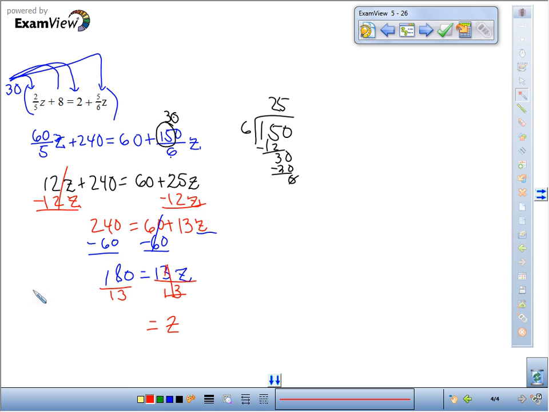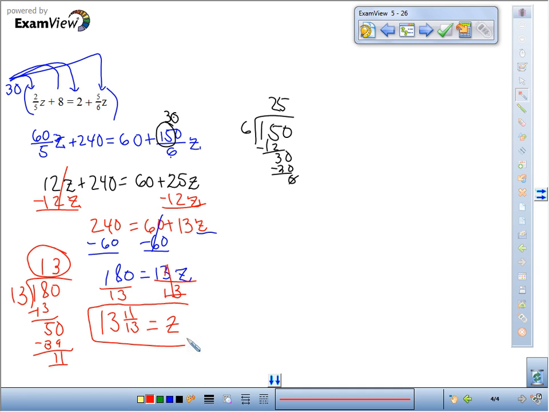Let's find out what that division is. I'm going to write it here. 180 divided by 13, it's in there one time. Subtract, that's 5. Bring down the 0. 13 fits in there 3 times. That's 39. Subtract, that's 11. I'll stop right there. So how many times did it fit? 13. And how many left over? 11, so 13 and 11/13. If you continue with decimals, that's fine.